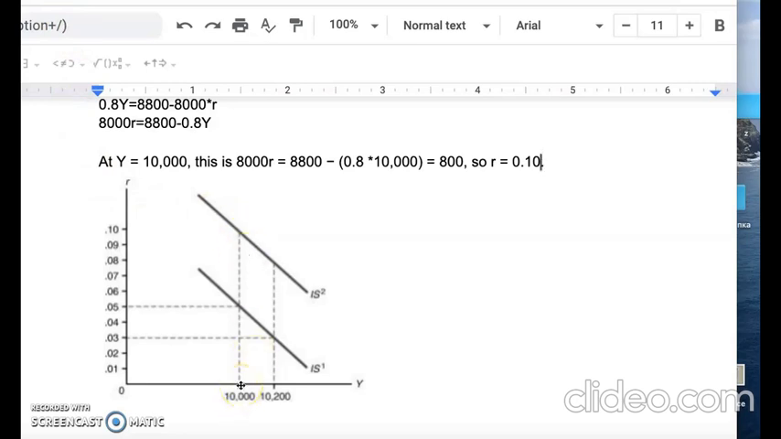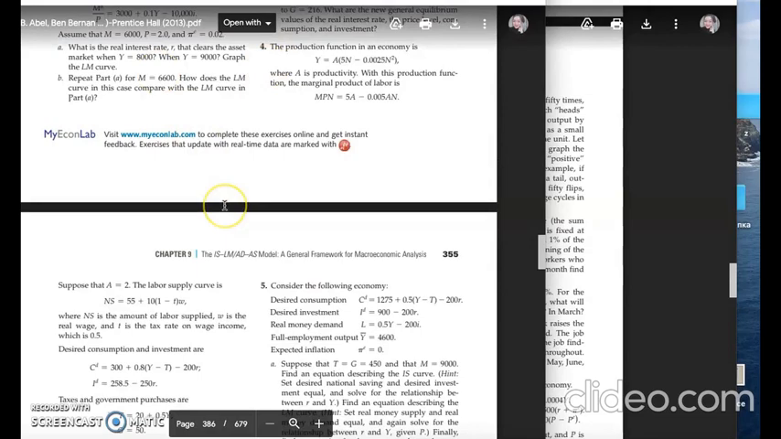We can also use 10,200 as an output, and we will also have the increased interest rate. So the market clearing real interest rate increases from 0.05 to 0.1. Thus, the IS curve shifts up and to the right from the initial IS. Then you can see here problem number 4 from chapter 9.